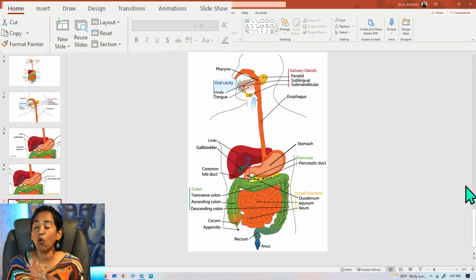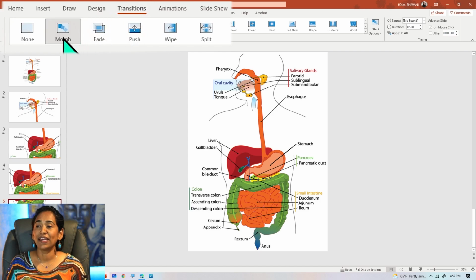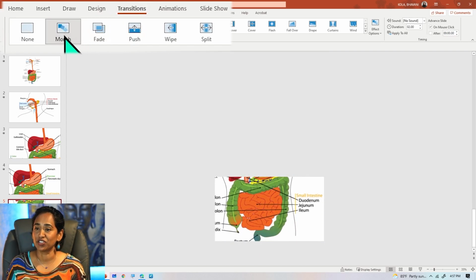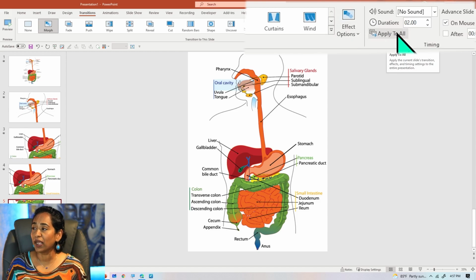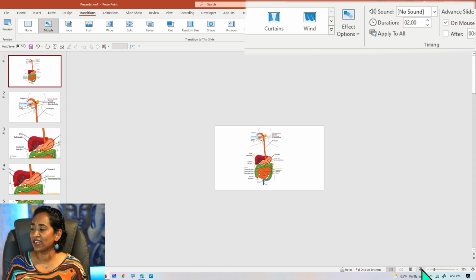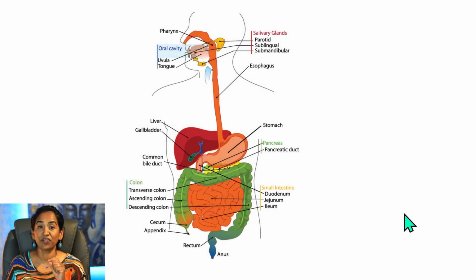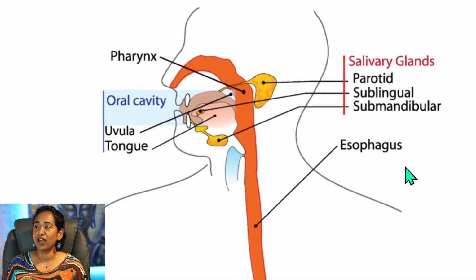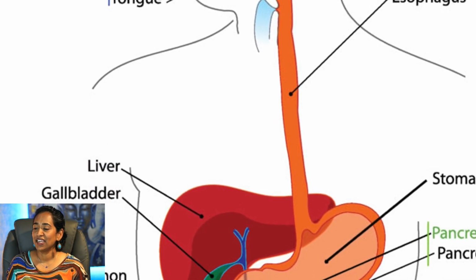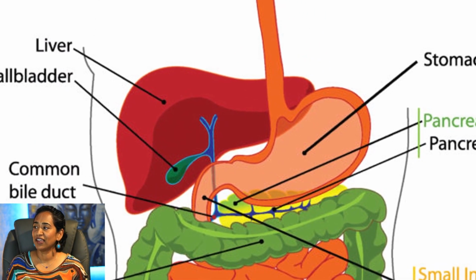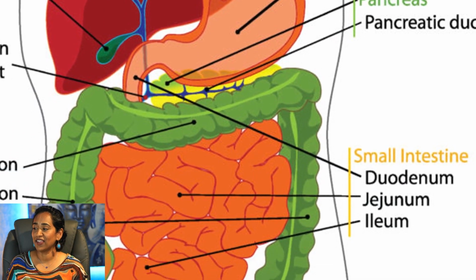So now that I know all my pictures are exactly how I want them to zoom in, the next step is to click on your transitions and click on morph, which is your second transition. Then make sure you click apply all, and there you have it. Now I'm going to click on the first slide and click on the slideshow. When I click on it, I zoom into the oral cavity and then the liver and then the stomach and then your small intestines.